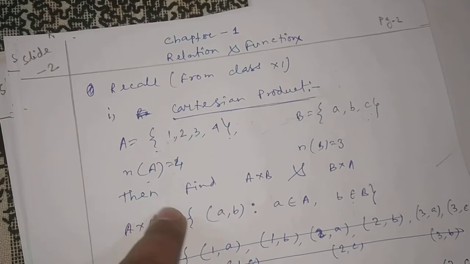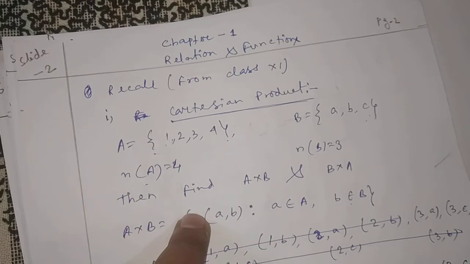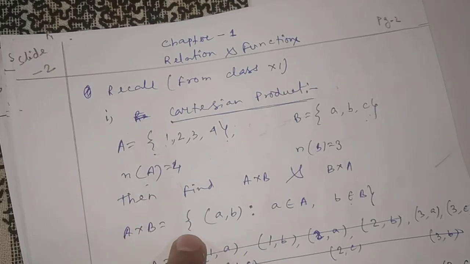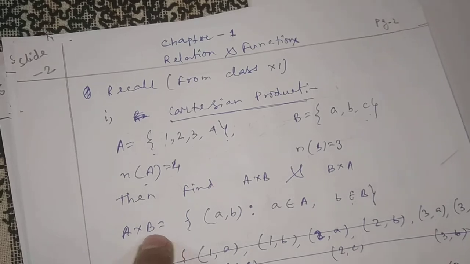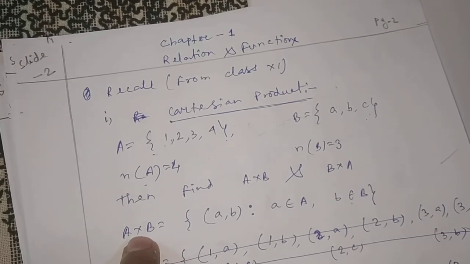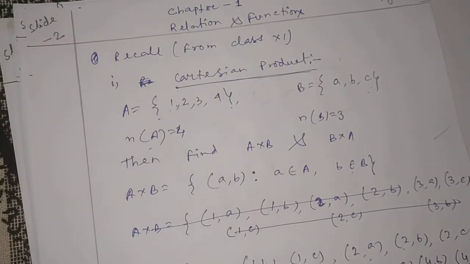Now from here we have to find their Cartesian product A cross B and the reverse Cartesian product B cross A. And already we learned in class 11 what the definition of A cross B was. Again, let us recall the definition of A cross B.